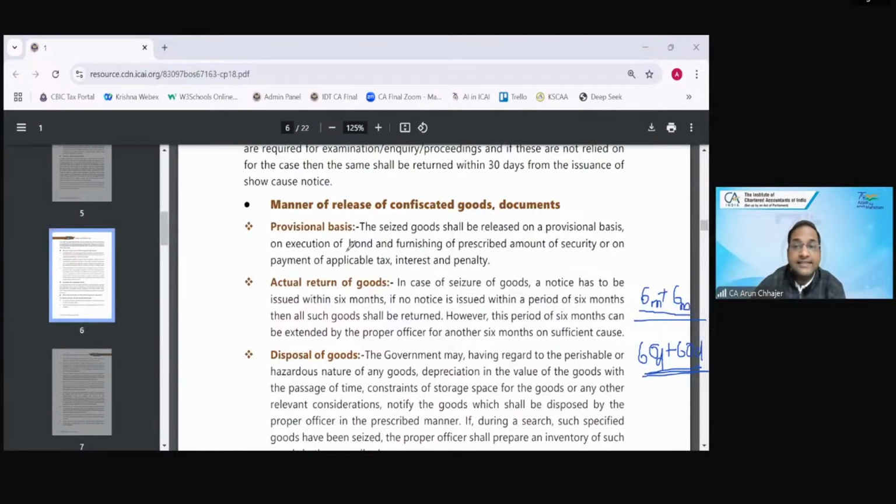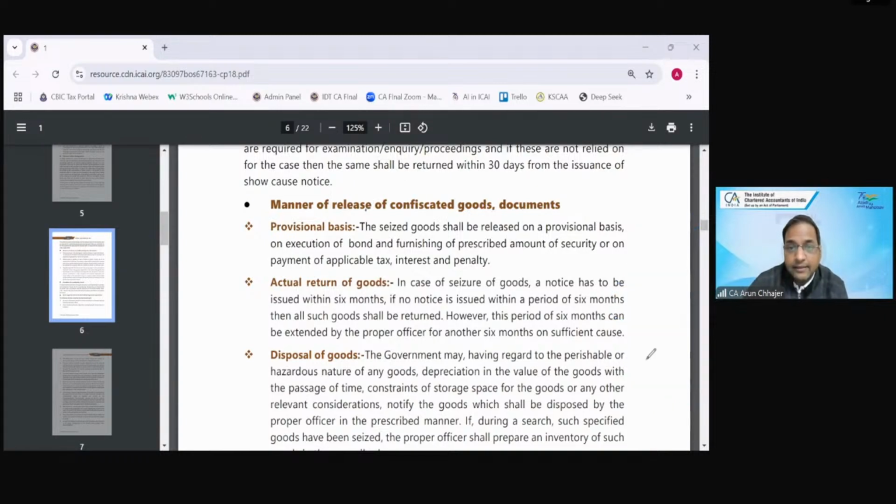ये 6 plus 6 month क्या है और 60 plus 60 क्या है? The answer is, 6 plus 6 is the finalization of provisional assessment. And 60 plus 60 क्या है? Withdrawal of the assessment order. Absolutely correct. Withdrawal of the assessment order. Very nice बेटा. ठीक है.